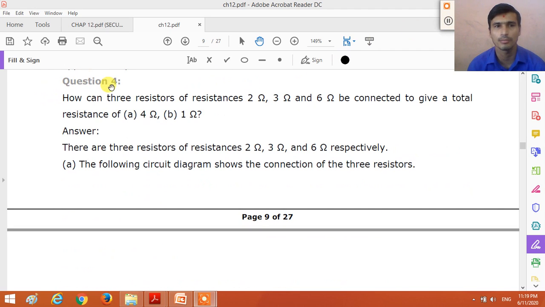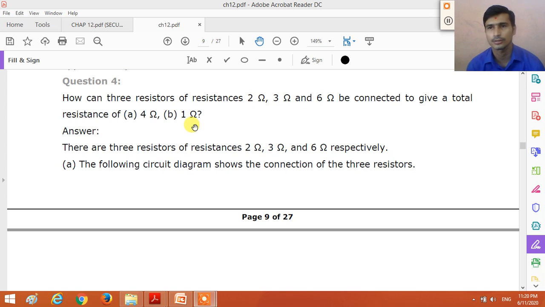Now question number 4. How can three resistors of resistance 2 ohm, 3 ohm and 6 ohm be connected to give a total resistance of 4 ohm and 1 ohm? Here, dear students, three resistors are given. One is 2 ohm, the second is 3 ohm and the third is 6 ohm. Now how can we connect these three resistors to get a total resistance of 4 ohm and 1 ohm?